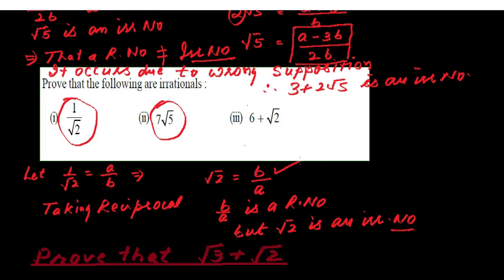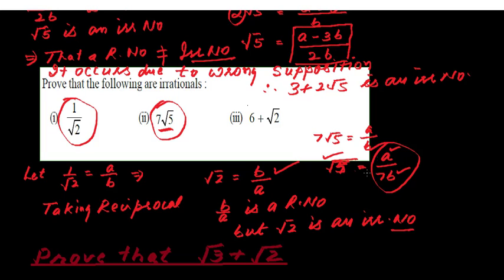This sum can also be proved by taking the same method. I am giving hints. Let 7√5 be equal to some rational number a upon b. Dividing by 7 on both sides, you will get √5 is equal to a upon 7b. Clearly, a and b are integers and this is a rational number. So now the contradiction arises that an irrational number has become equal to a rational number.